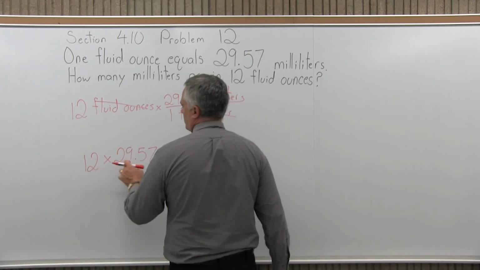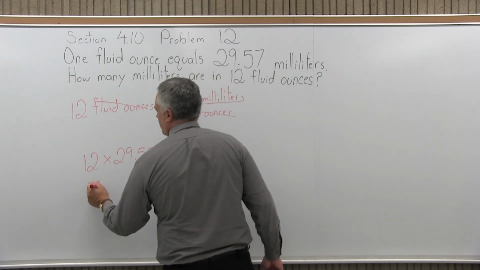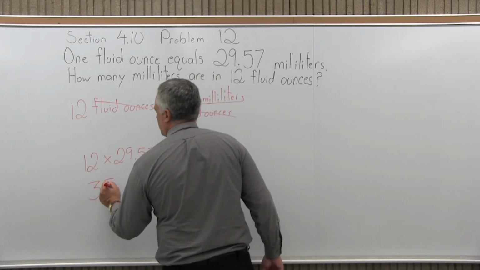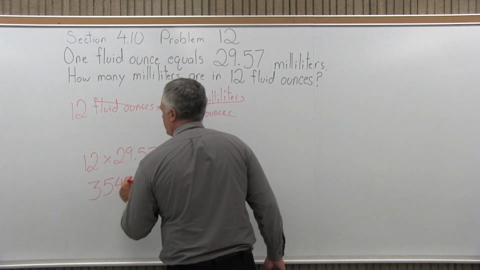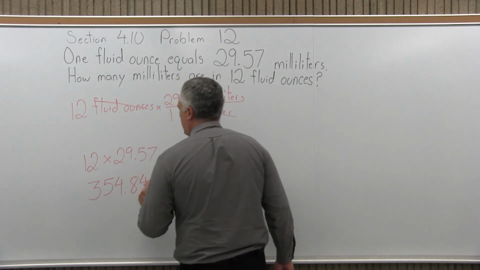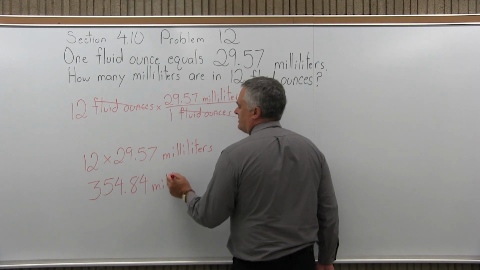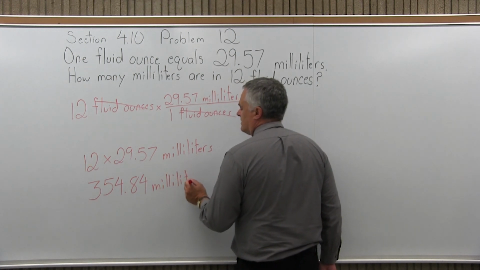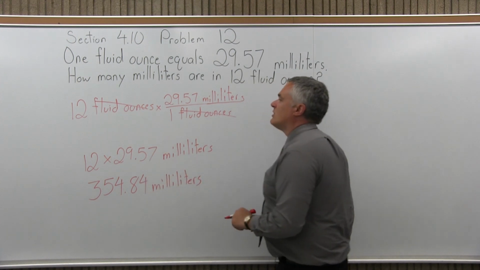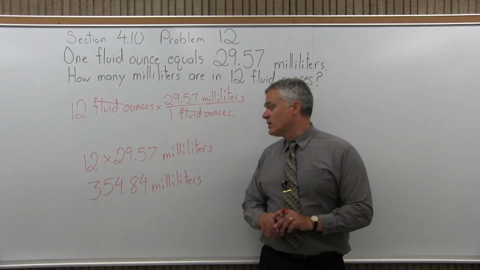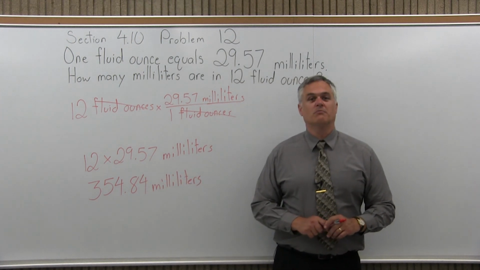Just 12 times 29.57. Your calculator will tell you pretty quickly that that is 354.84. Again, you must include your units of measure, which is milliliters. So the answer is 12 fluid ounces is equivalent to 354.84 milliliters.